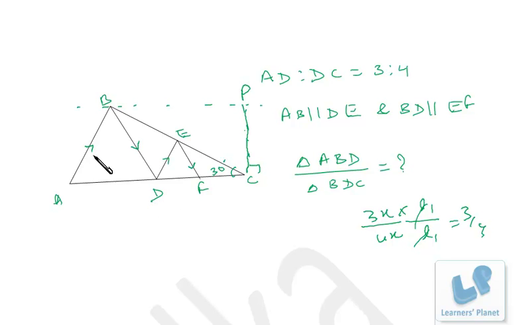So you see, this parallelism, these angles, nothing is required at all. They are just there to misguide. Whatever the ratio of the bases is, since the altitude is the same, the same will be the ratio of areas. A very simple concept has been used over here.